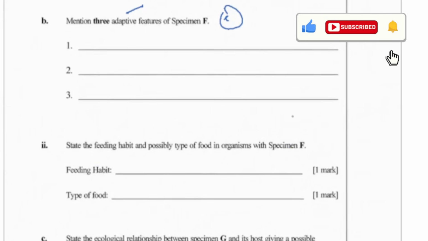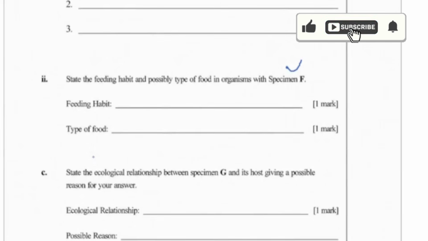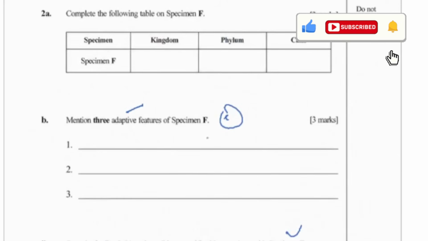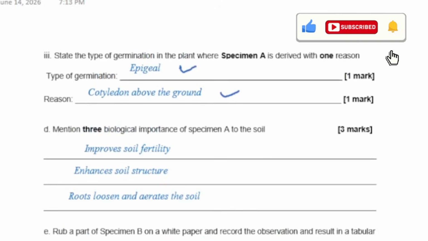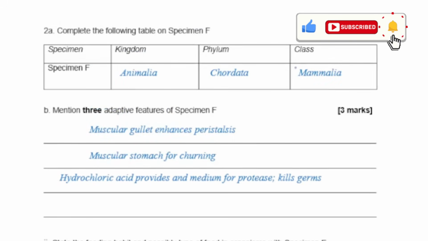Okay, so you have to take note of that as well. And then the next one is that you are asked to state the ecological relationship between specimen G and its host, giving a possible reason for your answer. So let's see the answer flash as we move on. So coming here now, all right, look at the answer flash now.